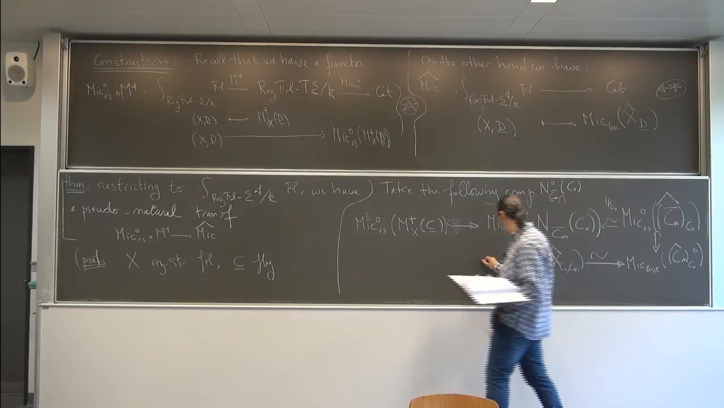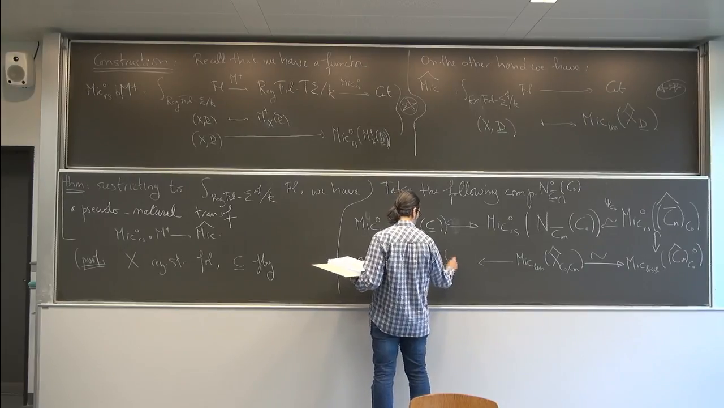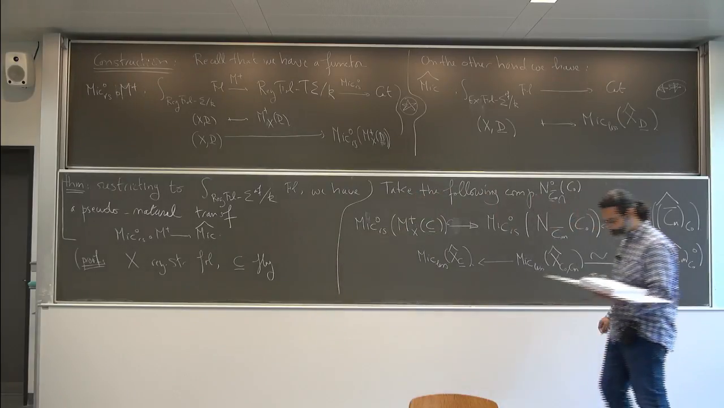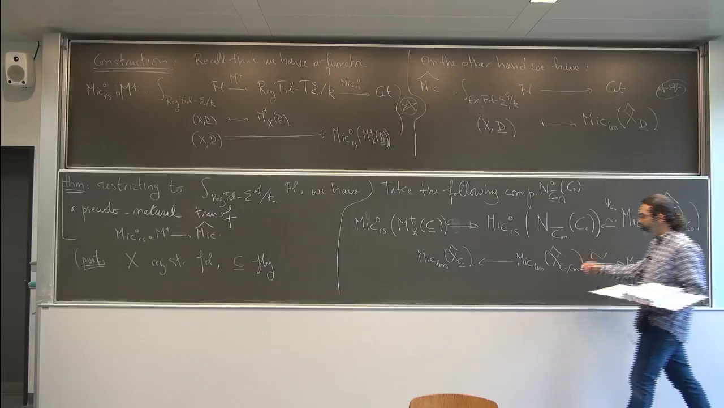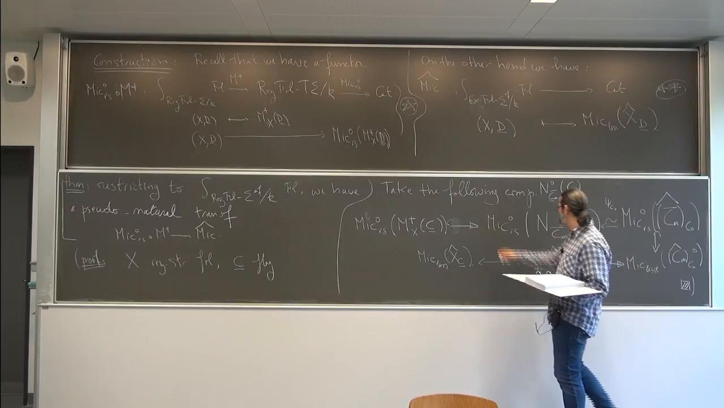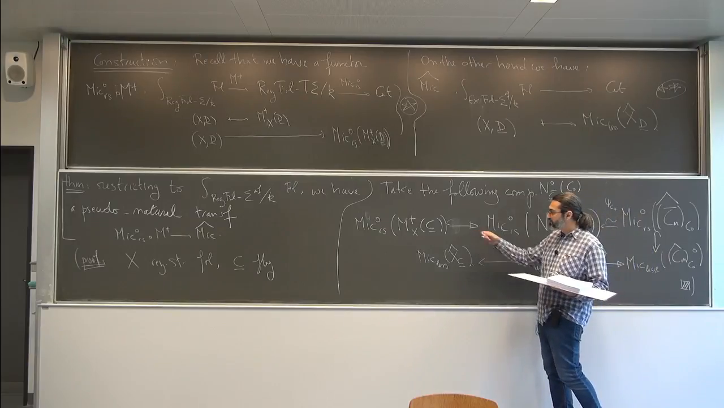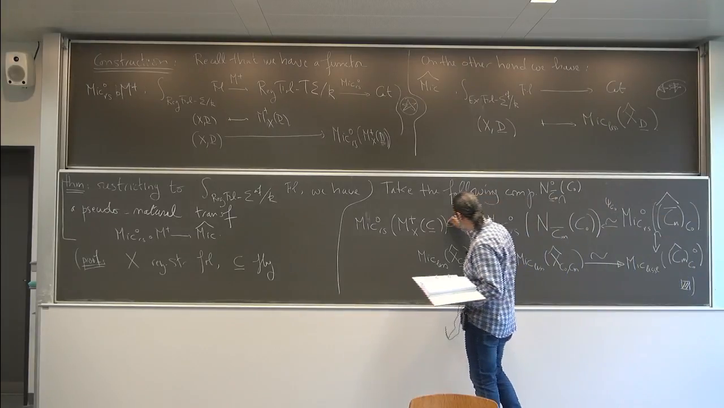We can map this guy to mic of xc. Okay, so this is the construction, and you see, several of these maps are equivalences. So if you want to understand what's happening, it's enough to understand this map here maybe. This is somehow the most important map.